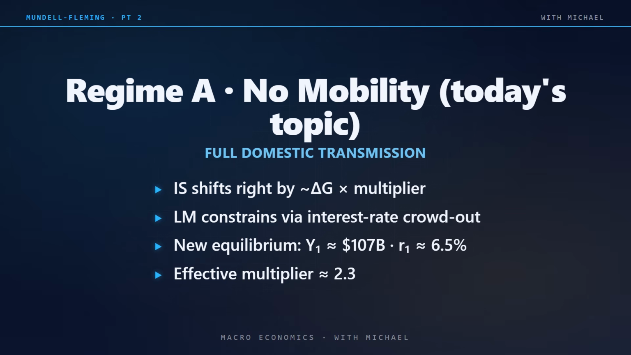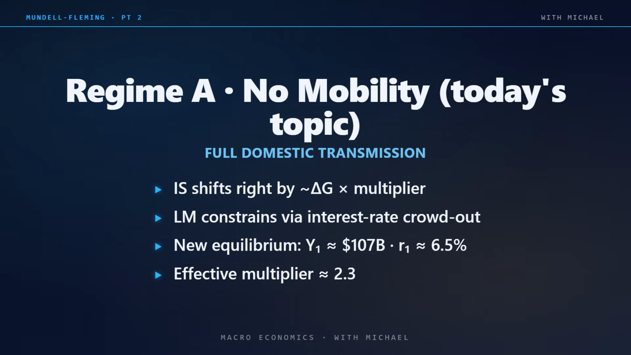Compare this with the same fiscal expansion in a closed CA economy with a floating exchange rate. The fiscal expansion raises Y. The trade balance turns negative. The currency depreciates. Net exports rise. The IS curve shifts further right. The new equilibrium has Y around 110 billion or higher. The depreciation amplifies the fiscal stimulus.